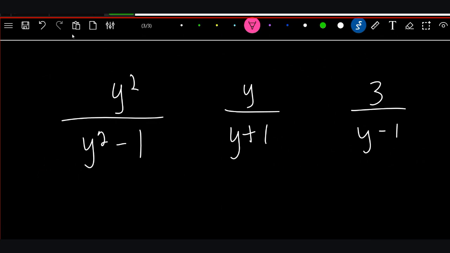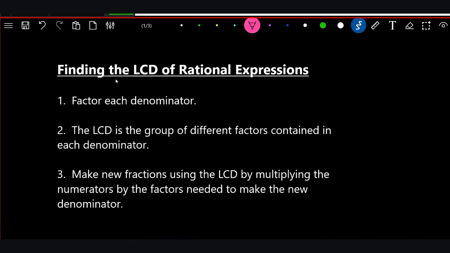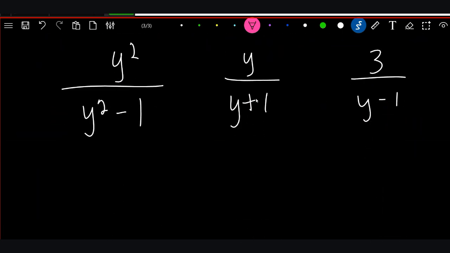Let's try one more. All right, so here we go. Let's go back to our steps again. Factor each denominator. So let's go back to these denominators. We don't have to touch the numerators, but we do want to factor the denominators. Look, that one's already factored, and that's already factored. We can't do anything with those two, so we're going to leave those alone. This one is the difference of two squares. Look, that's a square, that's a square, that's a difference. So difference of two squares gives us y plus 1, y minus 1.